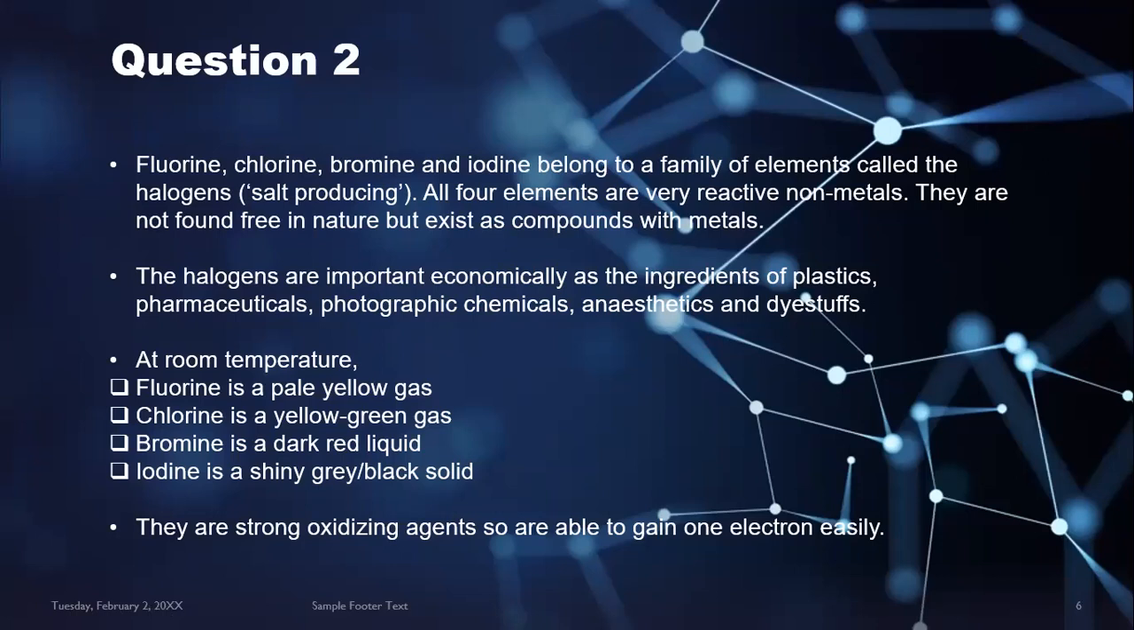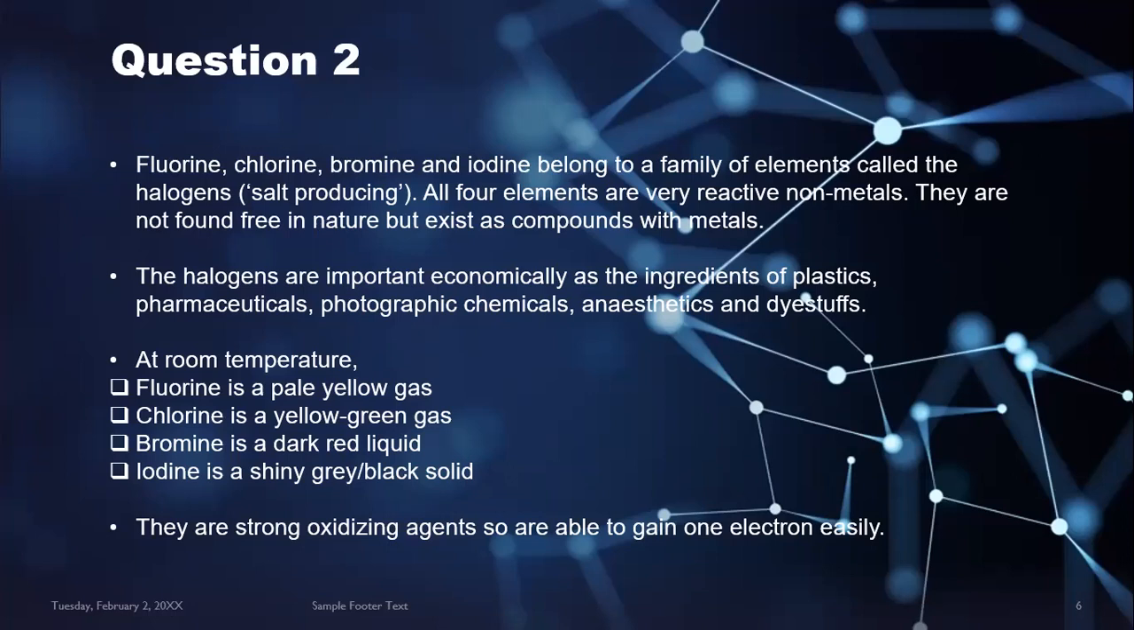The halogens are important economically as ingredients of plastics, pharmaceuticals, photographic chemicals, anesthetics, and dyestuffs. They all consist of diatomic molecules, X2, which are linked by a single covalent bond. They are volatile. The intermolecular van der Waals forces increase down the group as the number of electrons in the atom increases. They are strong oxidizing agents and are able to gain one electron easily.